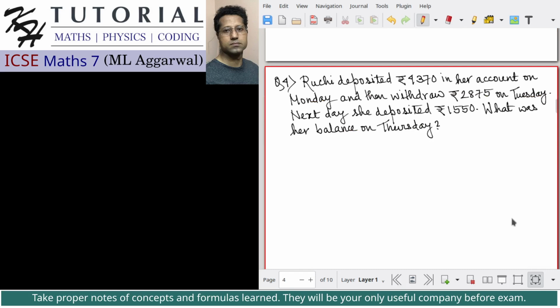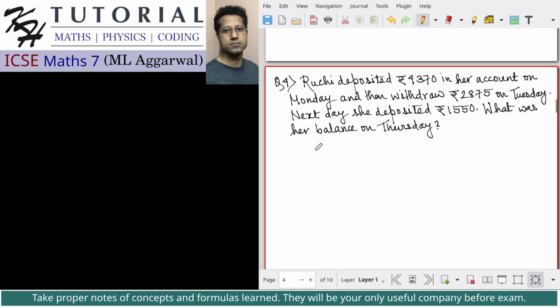Ruchi deposited rupees 4,370 in her account on Monday and then withdrew rupees 2875 on Tuesday. Next day, that is on Wednesday, she deposited again rupees 1550. What was her balance on Thursday?